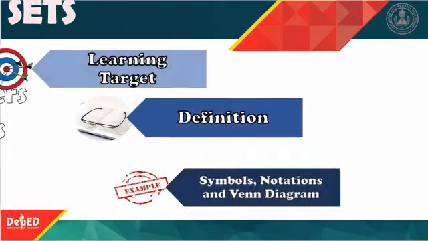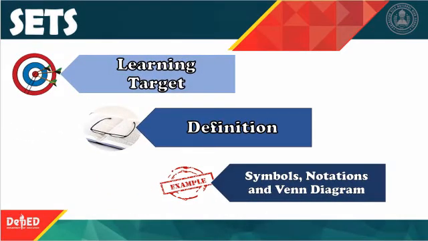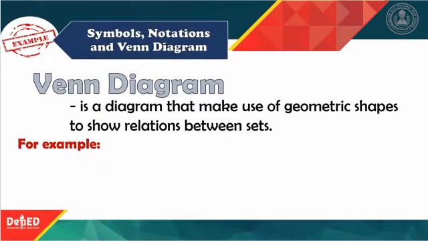And now let's dig deeper. Let's talk about other symbols, notations, and also the Venn diagram, which is used in describing a set. It is actually a diagram that makes use of geometric shapes to show relations between sets. Examples are as follows.